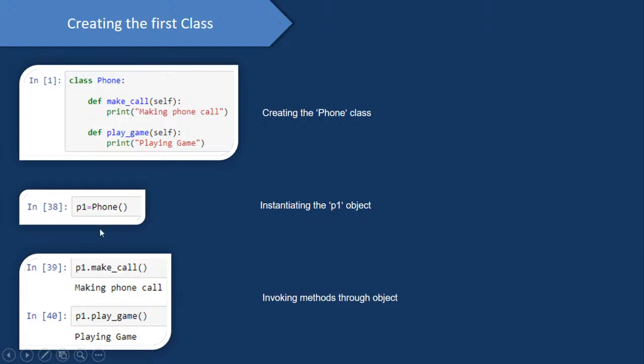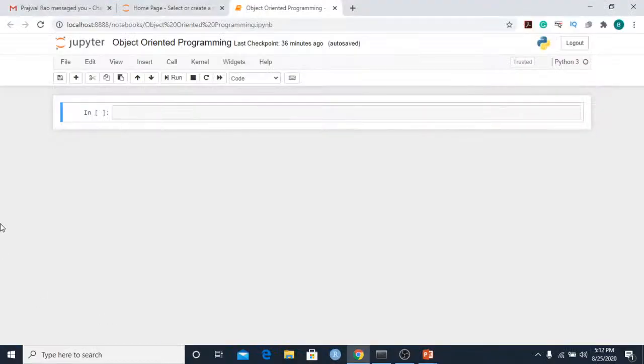Similarly, when I have p1.playGame over here, you would see that I am printing out playing game. So this is the basic understanding of it. Now we'll go ahead and implement the same command over here in Jupyter Notebook.